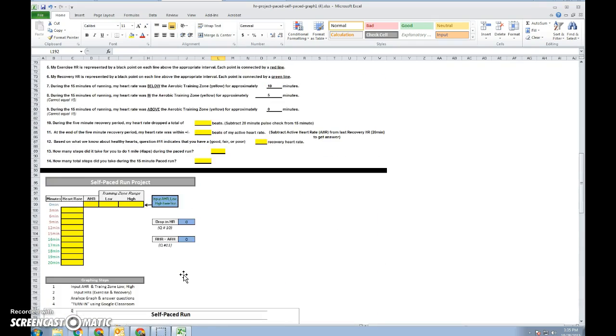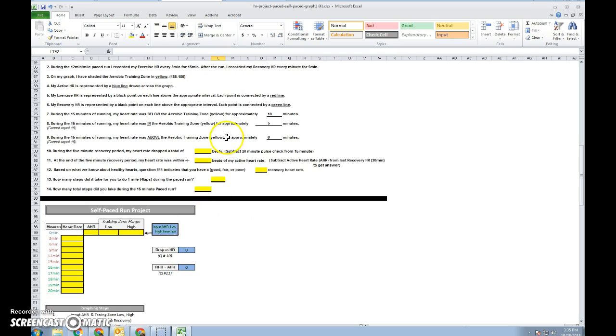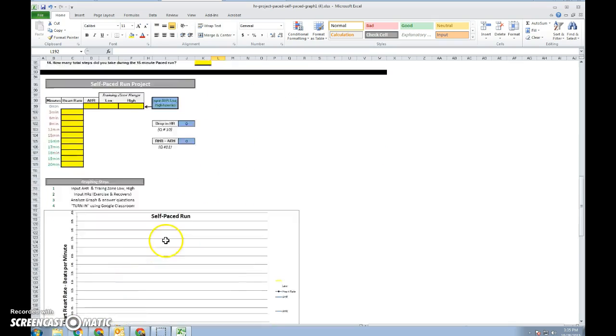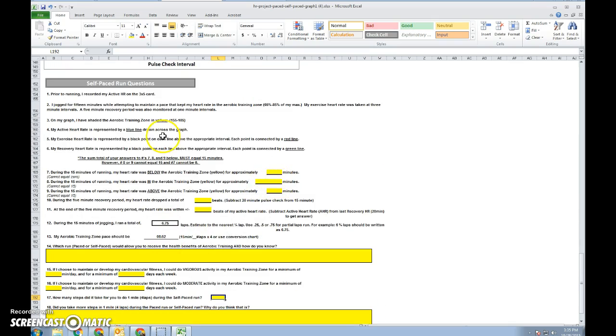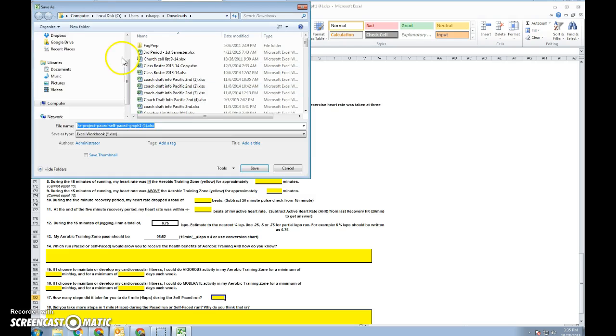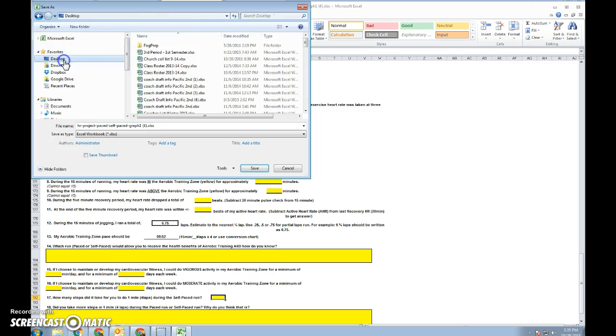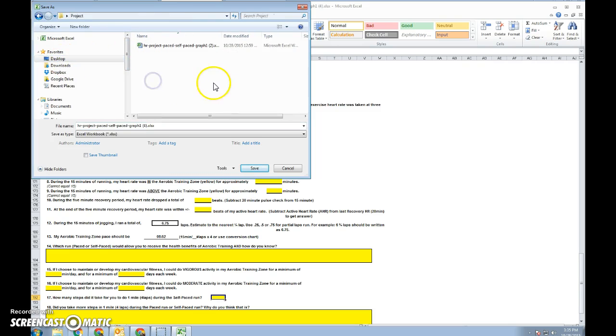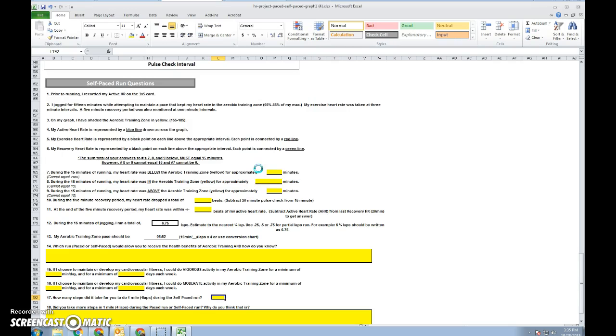Once you have completed all of the questions, everything in yellow should be completed. I obviously did not fill all that in. You will save your document, file, save it somewhere where you can easily find it. I'm going to put mine in here so I can find it. And this is save.